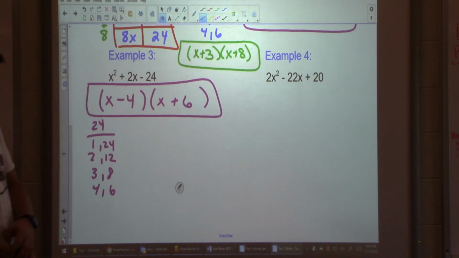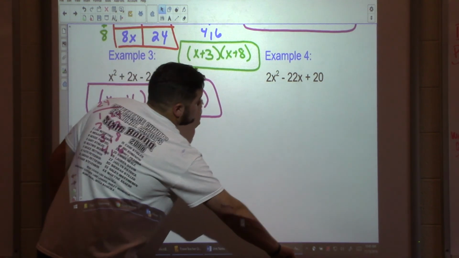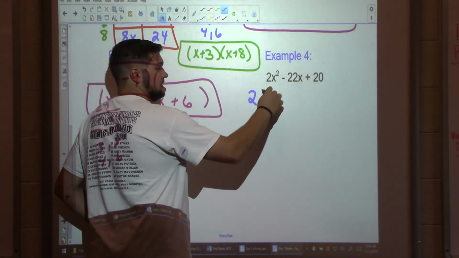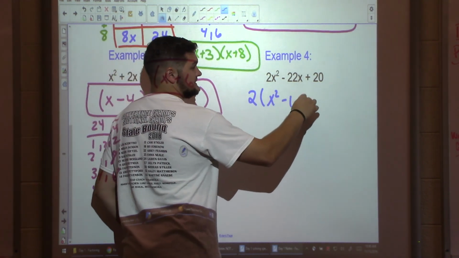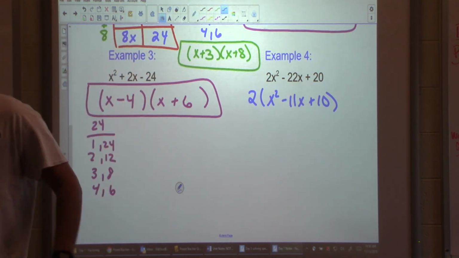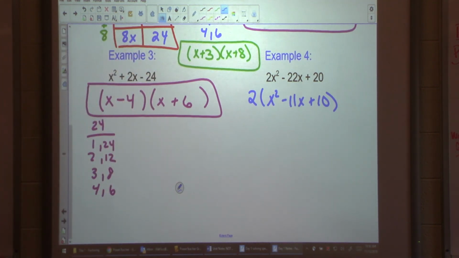Alright, example 4. Ooh. What's my first step in example 4? Greatest common factor. Take out a greatest common factor, right? The last 3 we couldn't take out a greatest common factor. This one we can. Take out 2. 2 times x squared minus 11x plus 10. Good. You took out the 2. Phenomenal. Now factor what's in the parentheses.